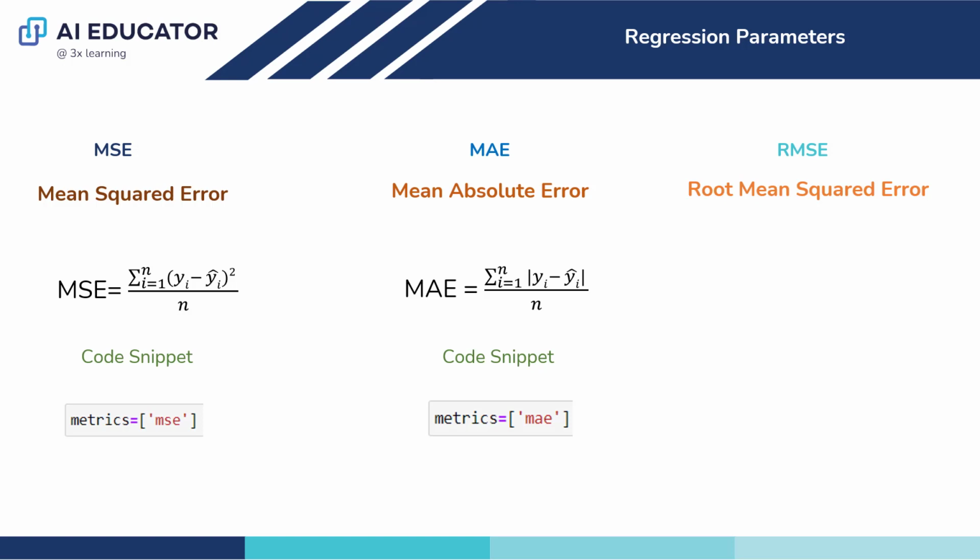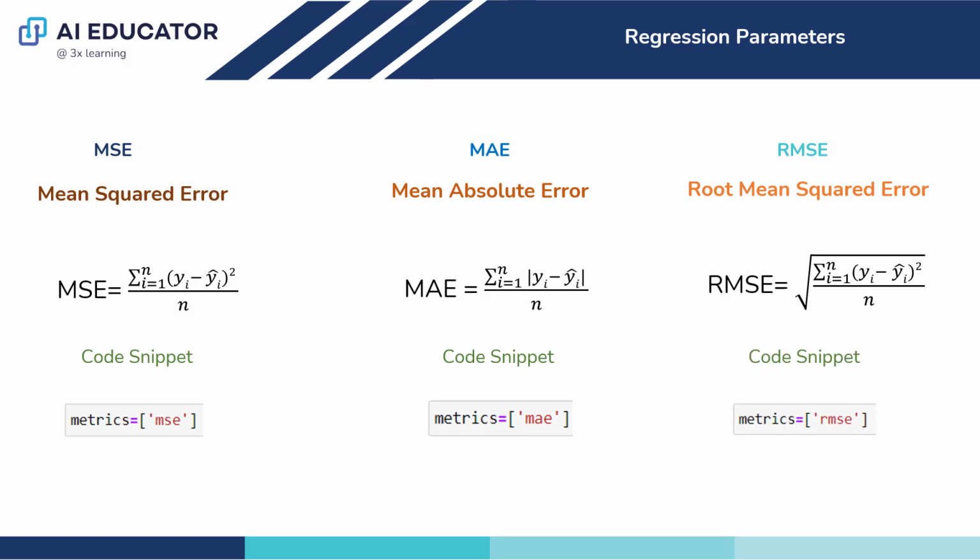Now let us look into RMSE. RMSE is the root mean squared error. It is the root of the average of the squared differences between the predicted and the actual values. In order to assign the RMSE as your evaluation parameter, all you need to write is metrics equals to inside a square bracket RMSE. Evaluation parameters is a hyperparameter given while compiling the model. So this is about the evaluation parameters.